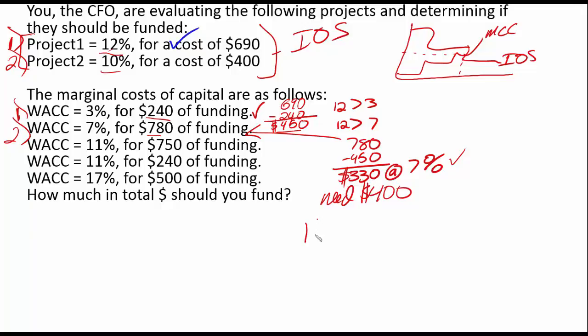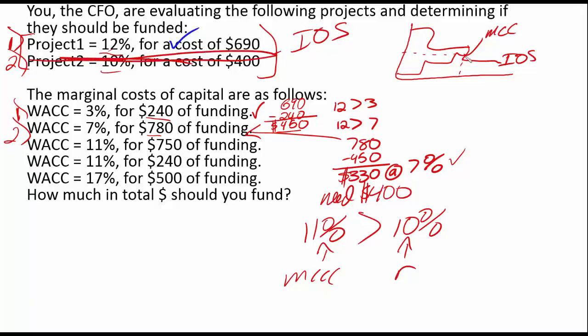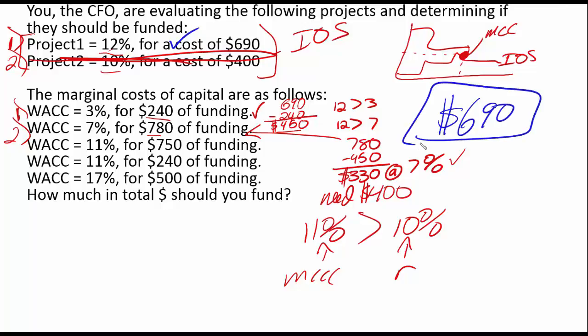The next one is at 11%. Is 11% greater than or less than 10%? 11% is greater than. So I'm not going to go after this return if my borrowing cost is 11%. So no, I am not going to do project 2, right? Because that is the point at which the marginal cost of capital and the investment opportunity schedule cross. I can't get this full project done at a borrowing cost of less than the return on this investment, because this would end up losing us money. So the total amount that is going to get funded here is $690. We only do project number 1.